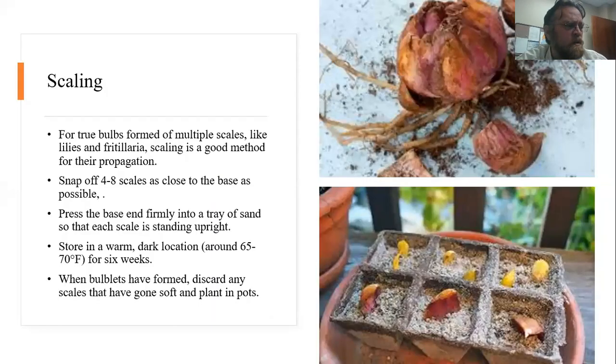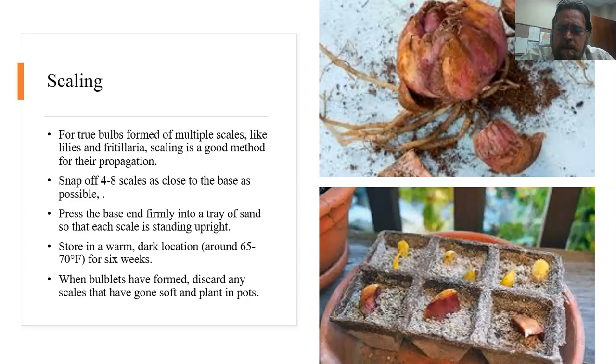Another action that you can take in order to produce more bulbs is scaling. And this is going to be for true bulbs that are formed out of multiple scales, things like lilies or fritillaria. It makes a very effective way to propagate them. In order to do this, you just snap off 4 to 8 scales from as close to the base as you can possibly get. You ideally want to get a little of that basal tissue with the scale that you remove, and then press that base end firmly down into a tray of sand so that the scale is standing upright. Keep those in a really warm, kind of dark location, ideally around 65 to 70 degrees, just to avoid water loss.